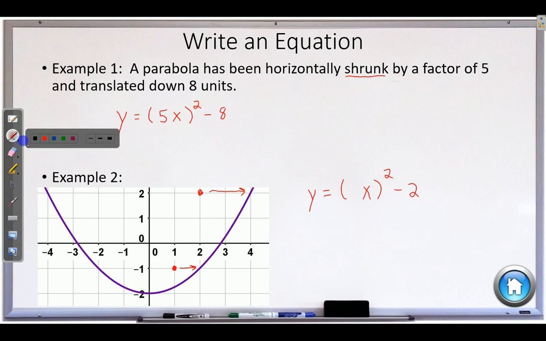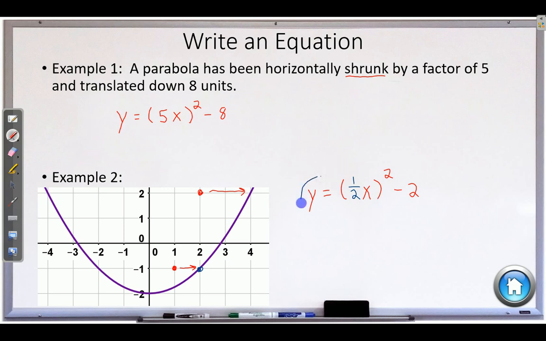So what number goes on the inside? Sometimes you can't figure this out, but this one is nice and easy, so we can. Instead of going over 1, up 1 to get to this point, we had to go all the way out to here, which is over 2. So it's been stretched out by a factor of 2. But we don't put the 2 here. Because remember, a number bigger than 1 means a shrink, and we need to stretch. So we turn that 2 into a fraction, 1/2.